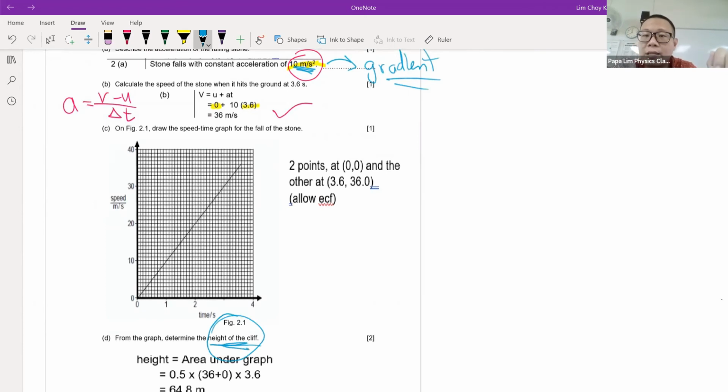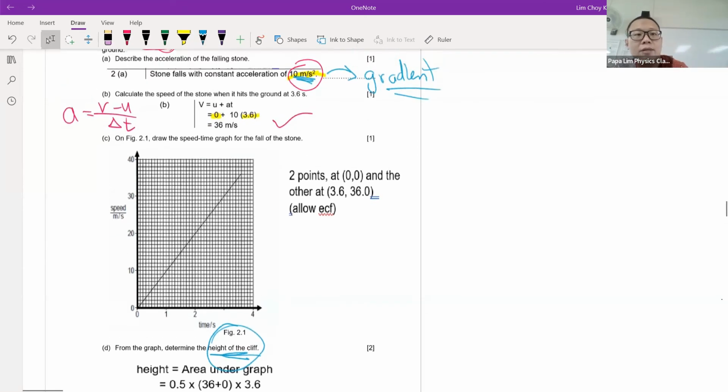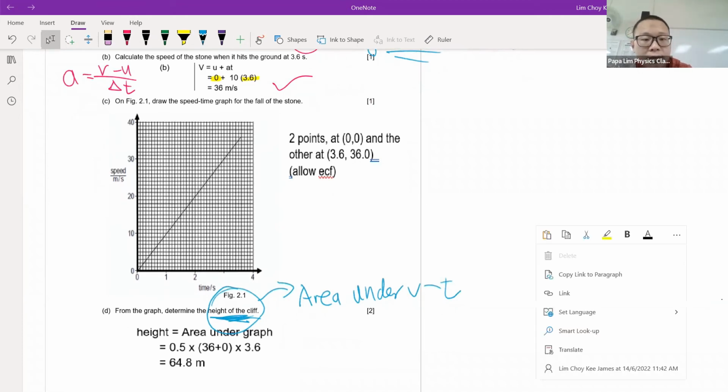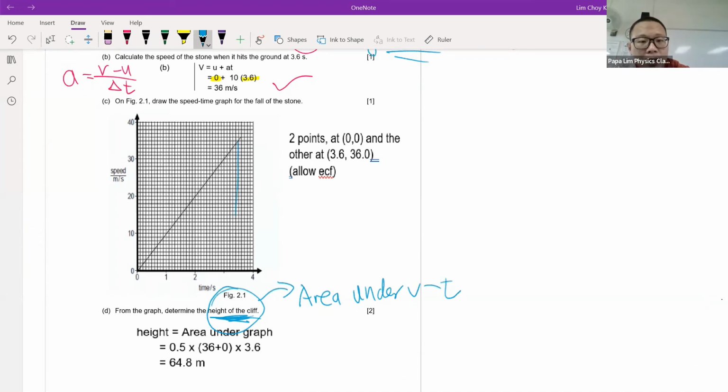For kinematics, there are two things I need from the graph. I will need the gradient of the velocity time graph, and the other one that I usually like is the area under the graph. The area under the VT graph gives me the distance traveled by the stone, or by the boy, which is the height of the cliff. So the area under the graph for 3.6 seconds is the area that I need.